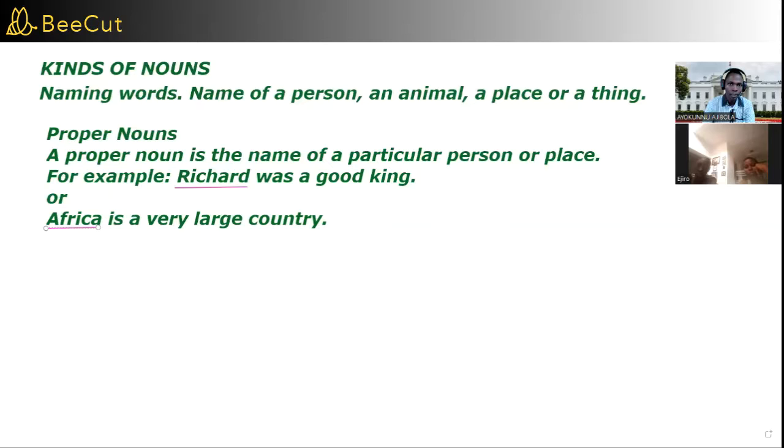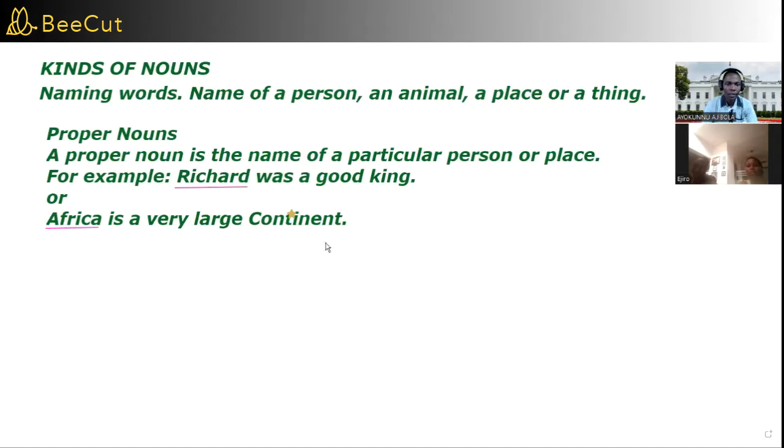But bear in mind, take note that this country is also a noun, but it does not belong to a particular country. It belongs to all countries, a country. Africa is a very large country, but this is not country. Africa is a continent, so I have to change that country there and put continent, because Africa is a continent. So it's a very large continent and not country.